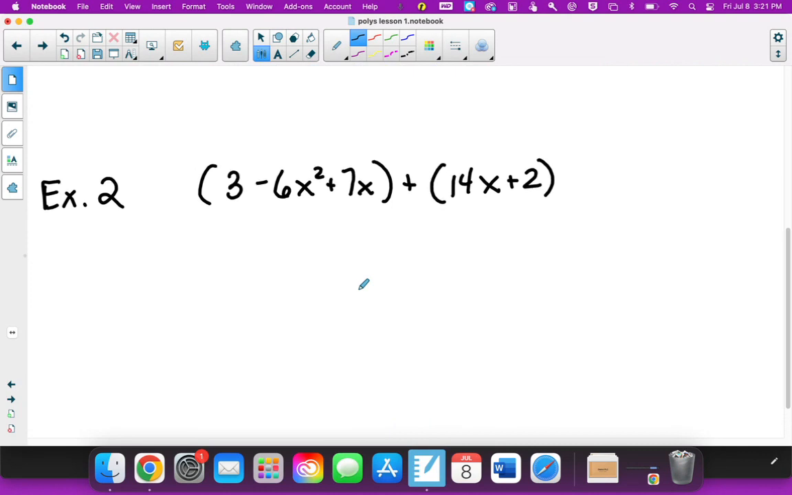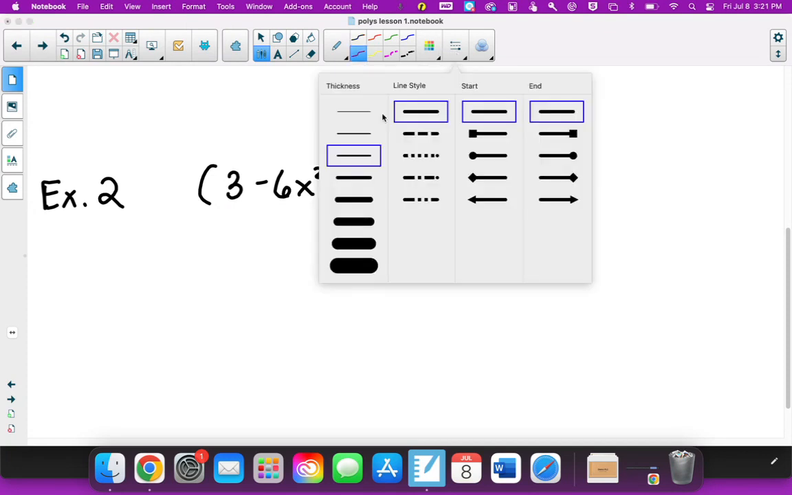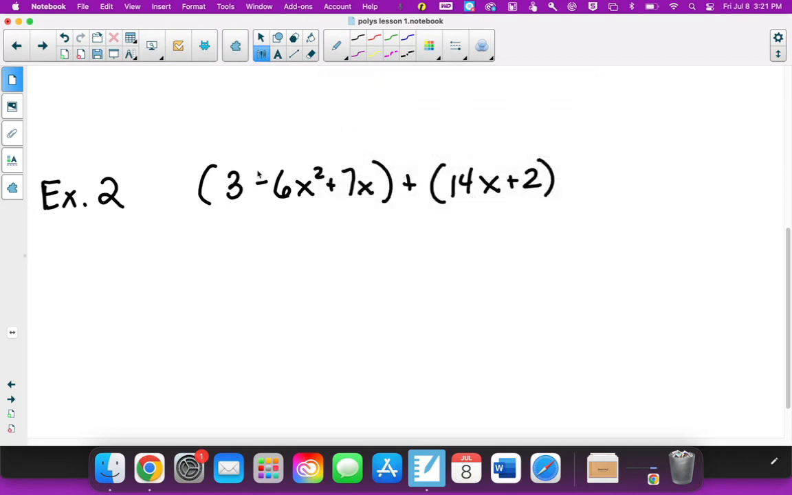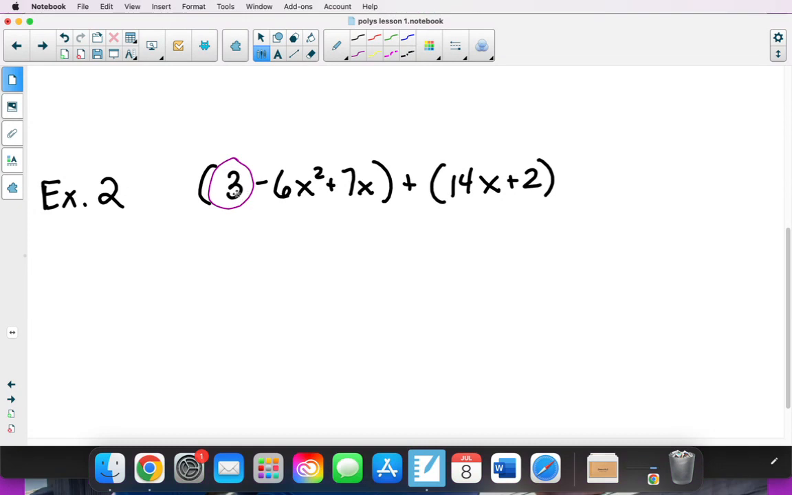And again, specifically, I put this one not in standard form just so that you can see. It doesn't matter how it's set up as long as you combine your like terms and then put it in standard form when you're done. So first term is 3. That's a constant, right? No variable. Okay, so go along, find the other constant term.